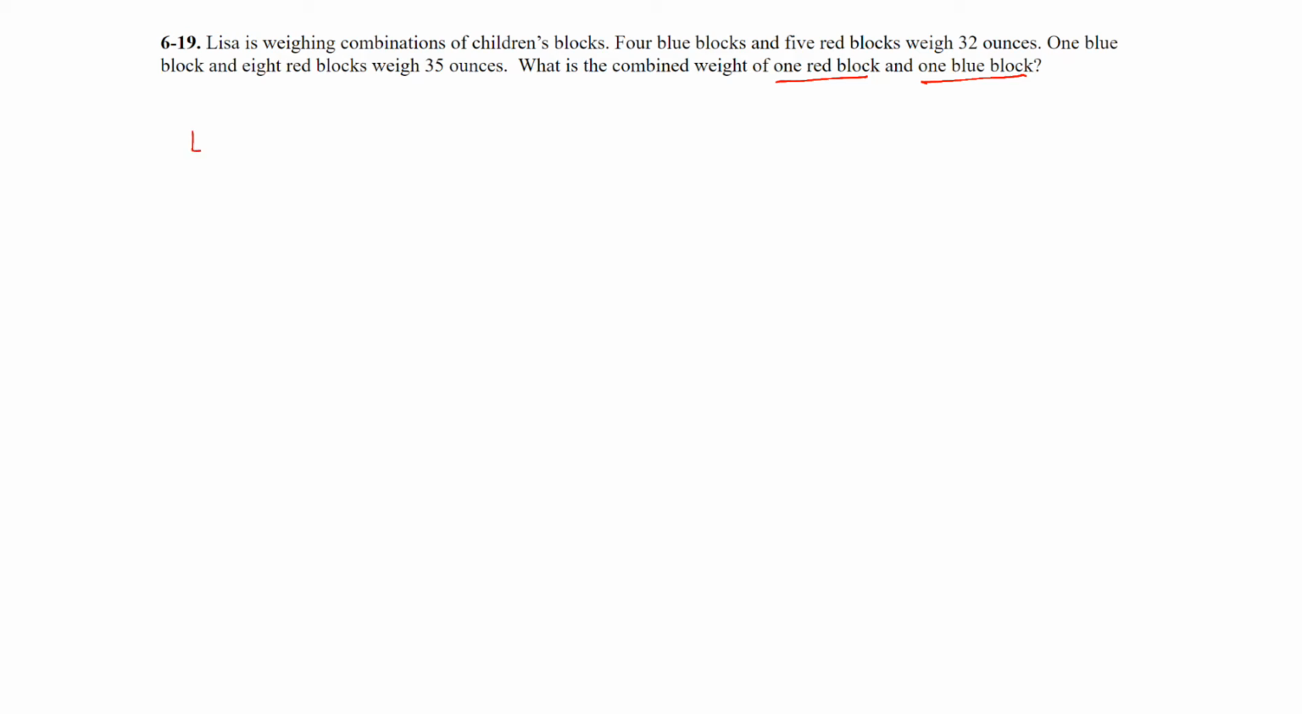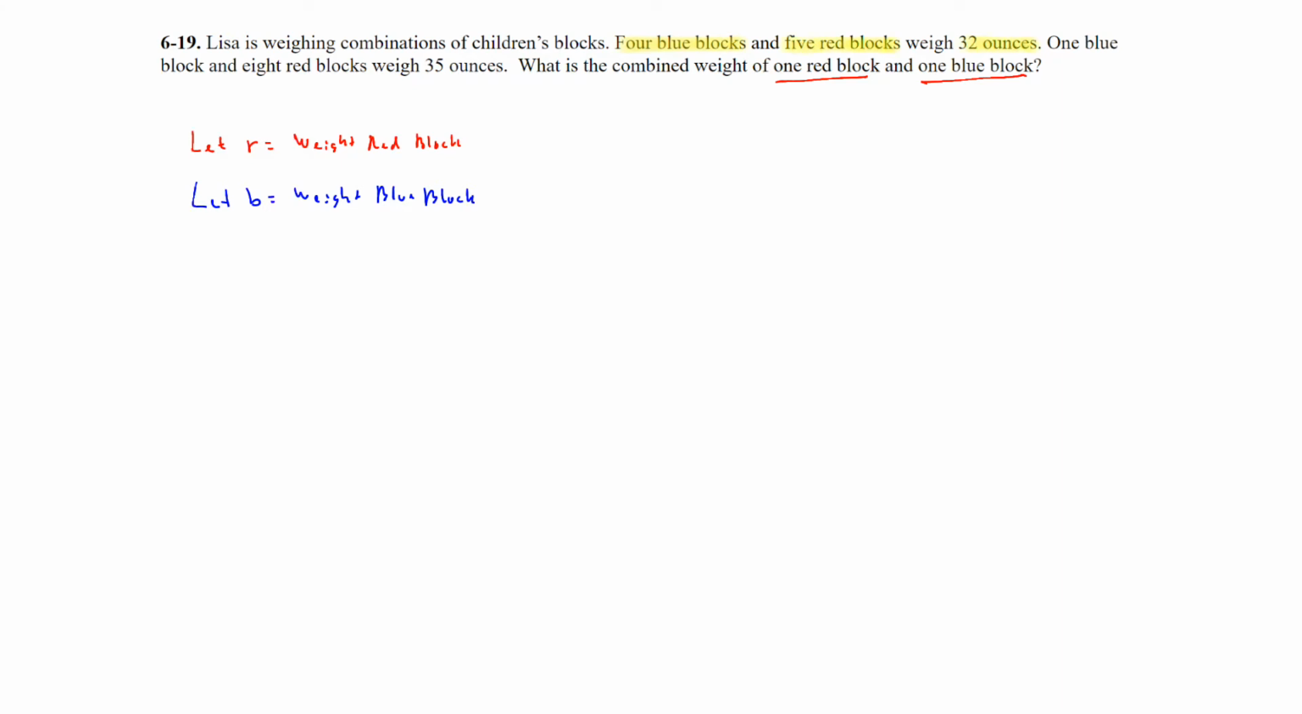So why don't we create let statements that represent each of these? So we can let R equal the weight of the red block, and then we can let B equal the weight of the blue block. So we have 2 unknowns, and we need to write 2 equations then. So let's read back through this. Lisa's weighing combinations of children's blocks. 4 blue blocks and 5 red blocks weigh a total of 32 ounces.